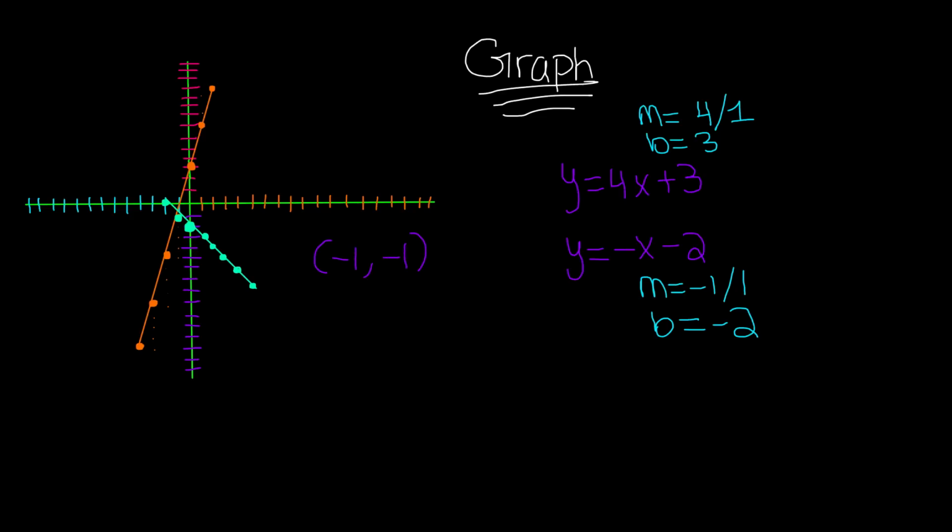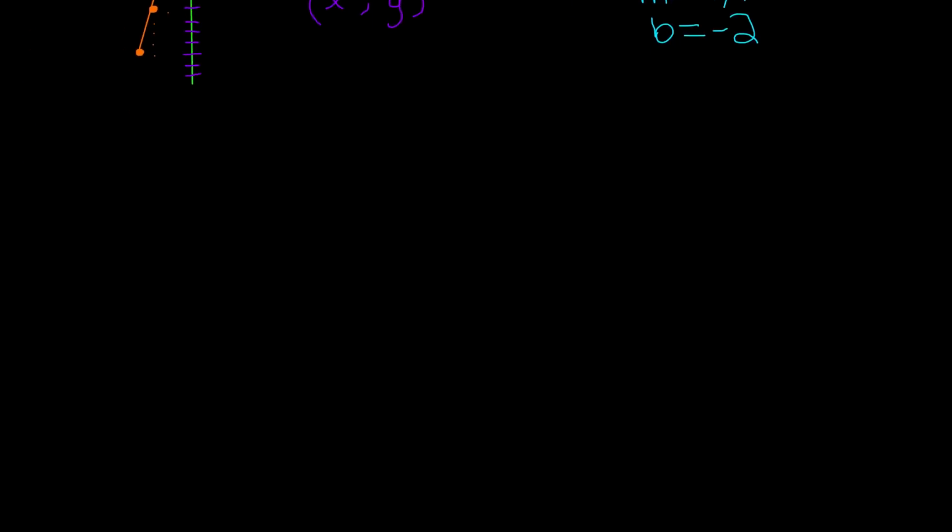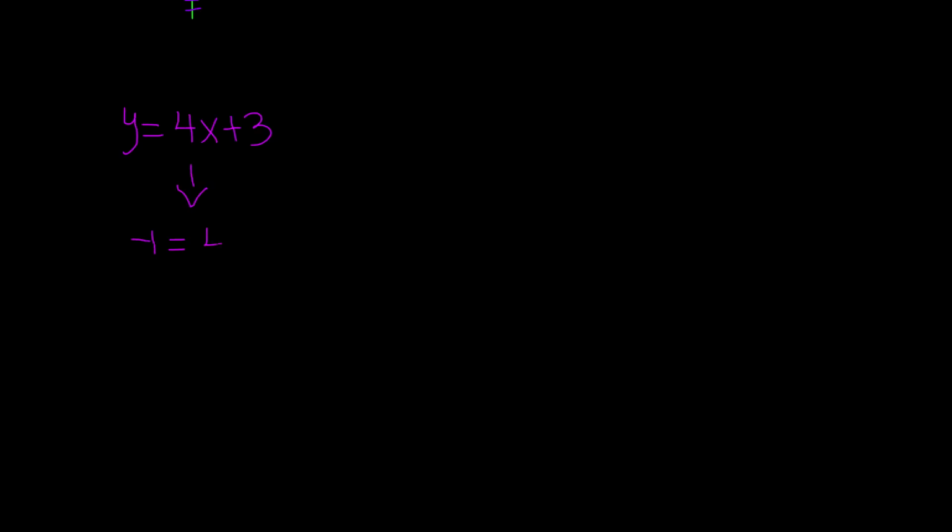That means that if we plug in that value of x as -1 and the y as -1, so this is x and this is y, then both of the equations should be true. Let's go ahead and test this. So if we have y is equal to 4x plus 3, we get -1 is equal to 4 times -1 plus 3. And then if we have y is equal to negative x minus 2, we get -1 is equal to negative times -1 minus 2. We plugged in the x and the y values. Now let's go ahead and solve these.